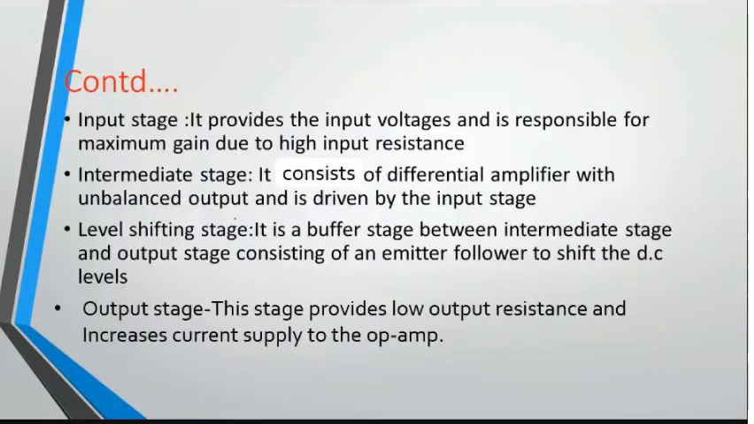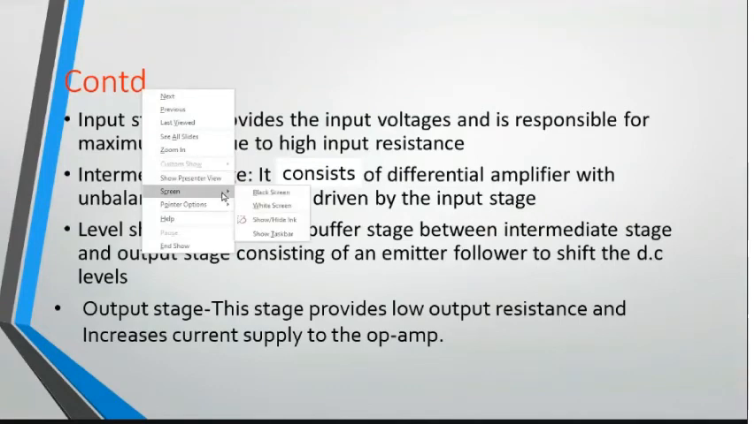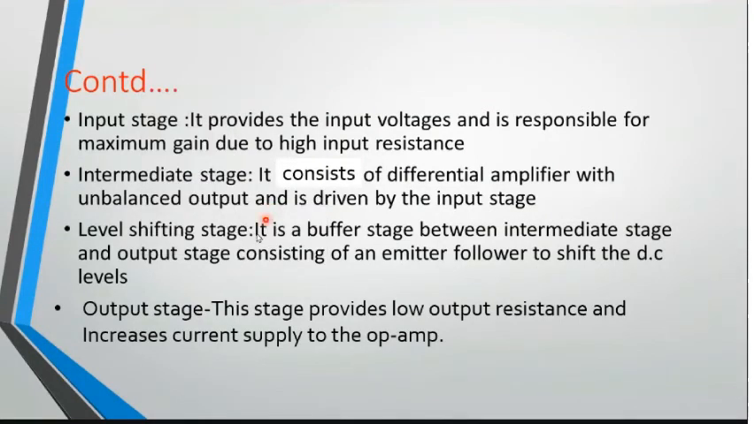Okay. Then the third stage is the level shifting stage, or a buffer stage between the intermediate stage and the output stage. It consists of an emitter follower to shift the DC levels. As I told you before, at this stage, there is no amplification taking place. Only impedance matching will be there between the output and the input, so that the input is properly transferred to the output in the required format.